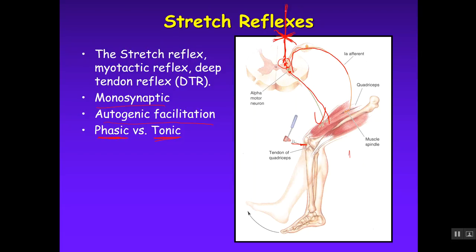Anytime you damage any of the pathways before it hits that anterior horn cell, that's an upper motor neuron problem. So traditionally, when you tap on a tendon and it's super high, way higher than expected, you're thinking upper motor neuron problem, okay? If it's too low, you've damaged somewhere out here, probably the periphery or the anterior horn cell itself. That's a lower motor neuron or peripheral problem.